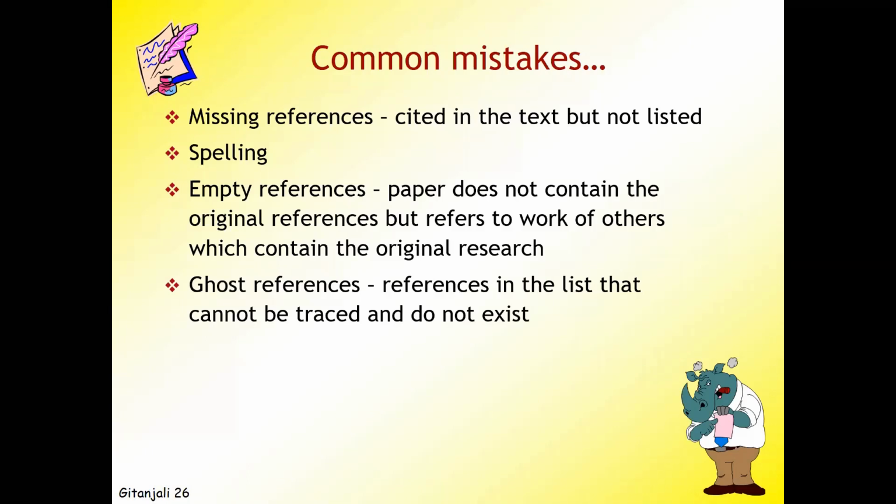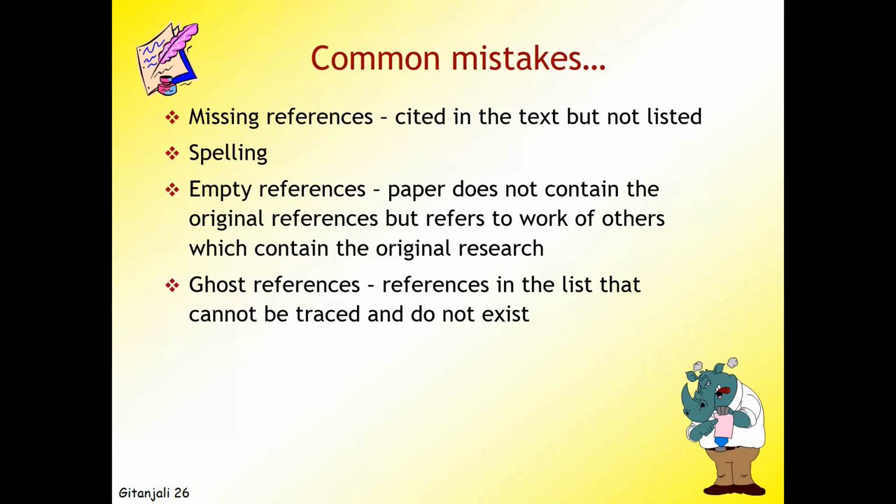The other one is called ghost references. Ghost references means these references are present in the list, but cannot be traced or do not exist. You won't believe it. It is very common because again, the same thing. I am reading somebody else's paper, picking out a reference from his paper without bothering to get the original paper. So sometimes that paper has been cited so many times, all wrong. The year is not there or the volume is different, or you simply can't trace it.